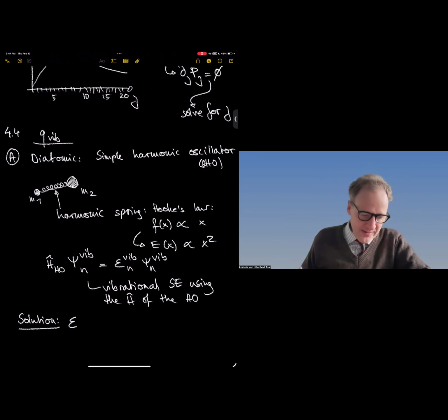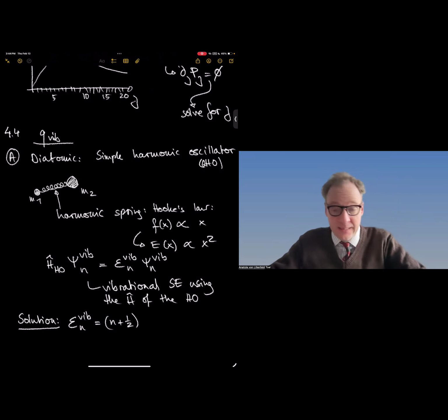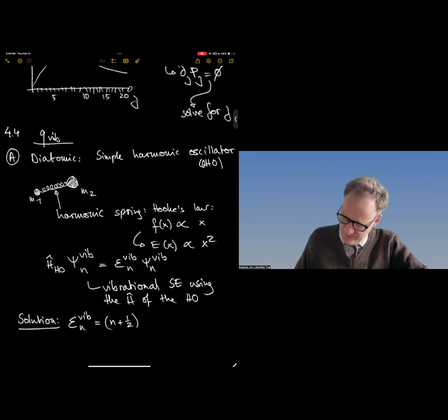And so these states have eigenvalues which grow linearly in the quantum number. So this means that as I increase my quantum number, my eigenvalue goes up in equidistant increments. And this is what you see here.